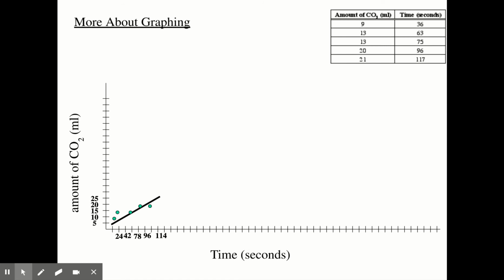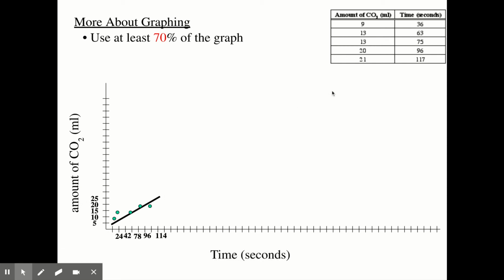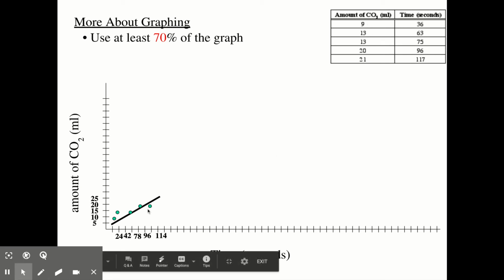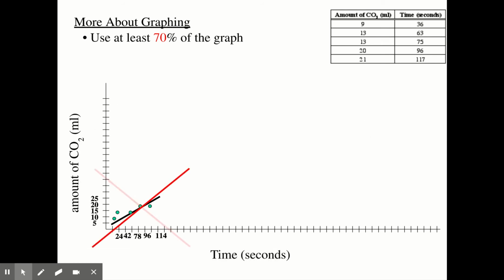The next thing that's really important for us is that we always use at least 70% of the graph that's provided to us in class. So I could have made this scale different. And if I had done so, then my graph is just in this little corner, and that's really not acceptable. So you have to make sure that you're scaling in a way to use at least 70% of the graph paper that is provided to you in class. So please don't make tiny little graphs.